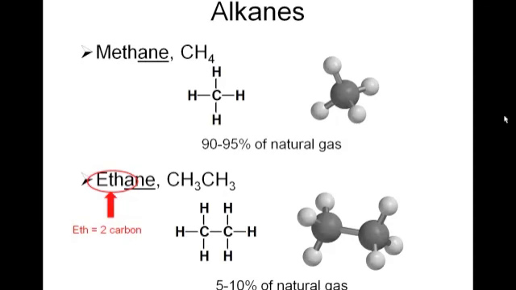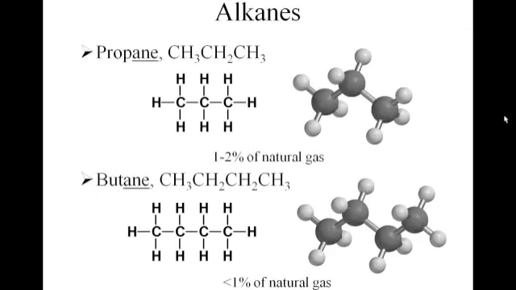So ethane. And these very simple, small alkanes are the major components of natural gas. This is where they're found. Methane is 90 to 95%. Ethane, 5 to 10% of natural gas. Now we move on to larger molecules.